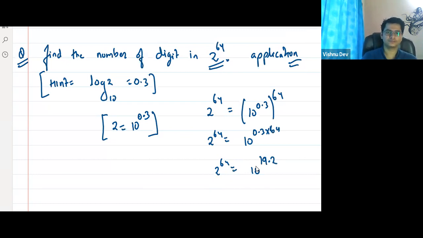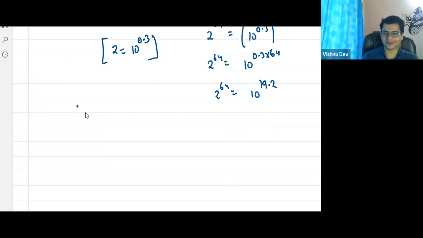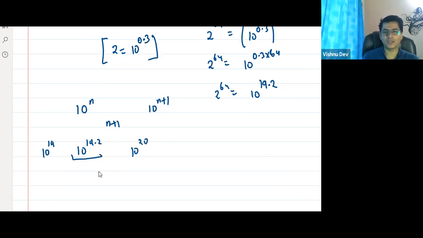Now, did I tell you to remember this concept? If anything is lying between 10 to the power n and 10 to the power n plus 1, number of digits will be n plus 1. So 10 to the power 19.2 lies between which two multiples of 10? 10 to the power 19 and 10 to the power 20. So number of digits should be 20.